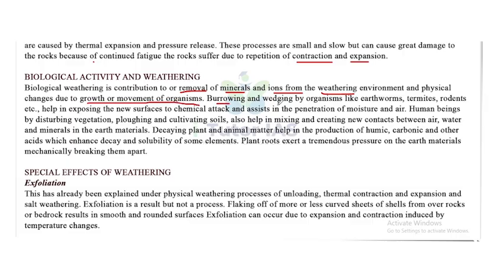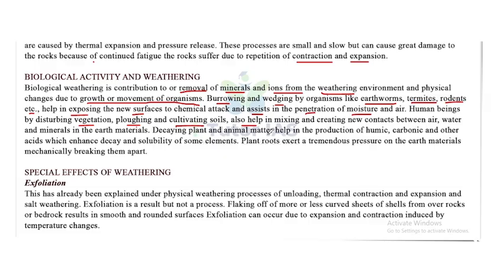Burrowing and homing by organisms like earthworms, termites, rodents, etc. help in exposing the new surfaces to chemical attack and assist in the penetration of moisture and air. Human beings, by disturbing vegetation, plowing and cultivating soils, also help in mixing and creating new contacts between air, water and minerals in the earth materials.